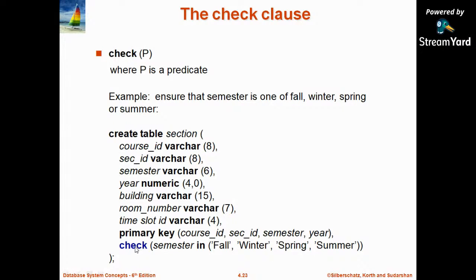Now see the example of check P. You created a table. You have given the column names. Now you can give a check, and then you have to give the predicate. What is the predicate? The predicate says that the value of semester is either fall, winter, spring or summer.